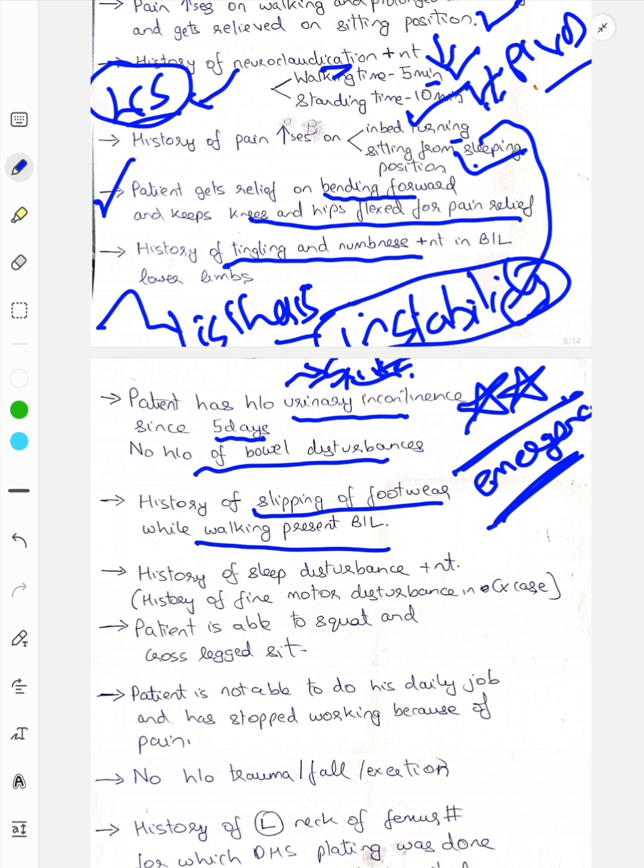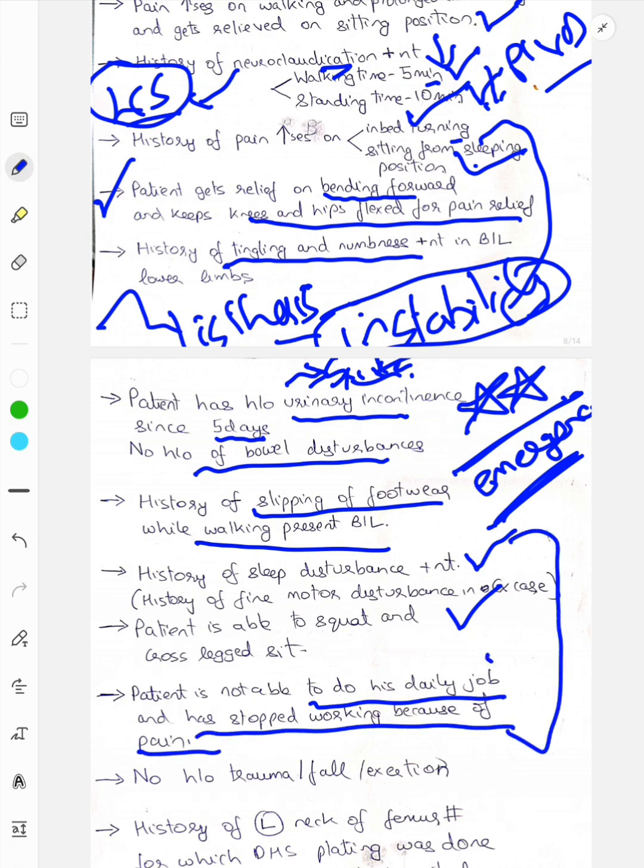Now, the next point, history of sleep disturbance present or not, or history of fine motor disturbance present or not, or patient is not able to do his daily job and has stopped working due to pain. This is a very significant history because his daily life is getting affected. His lifestyle is getting affected. That helps you take the call whether you should go for conservative or surgical management.